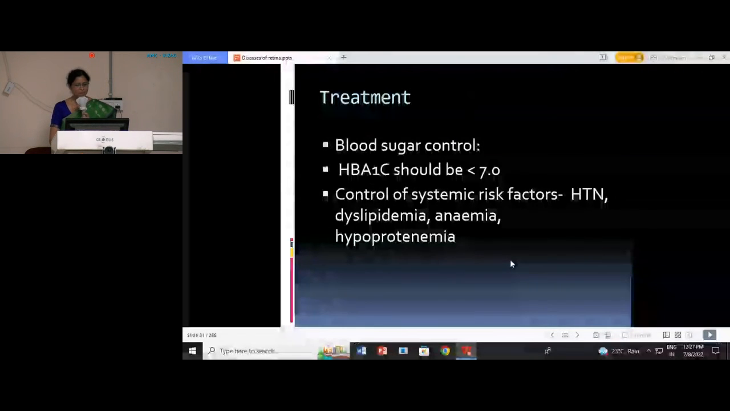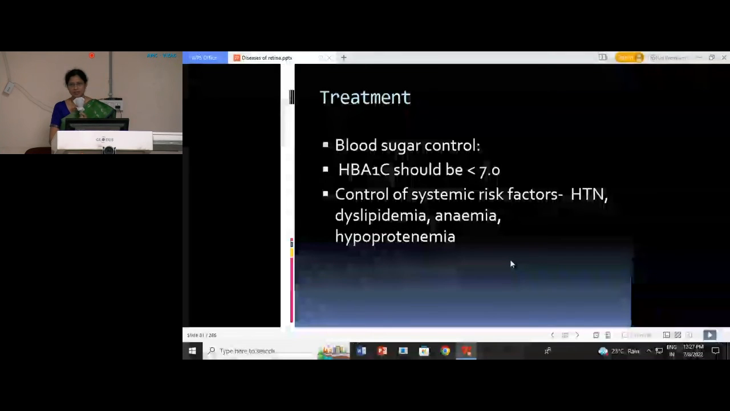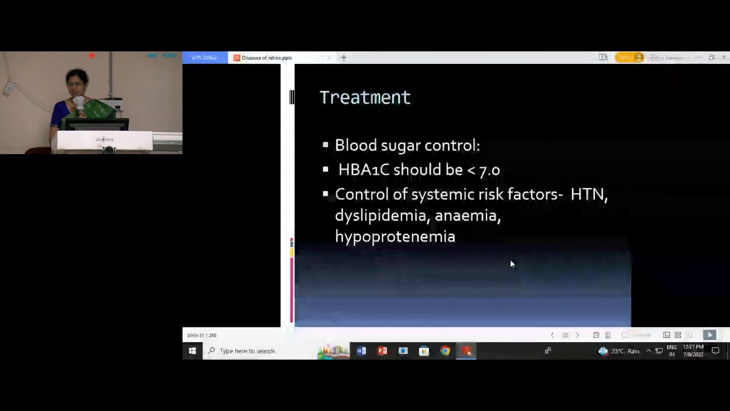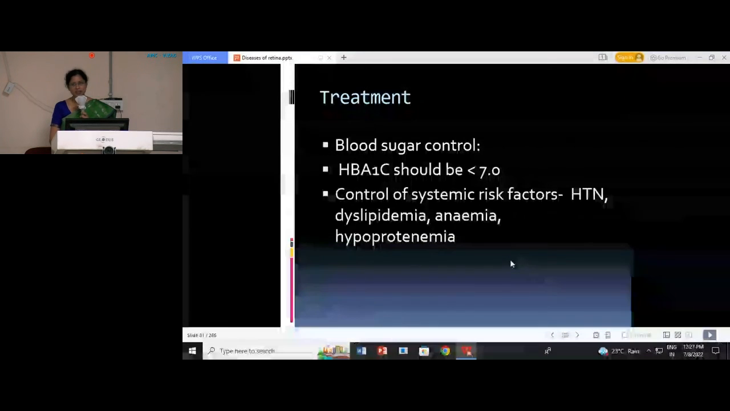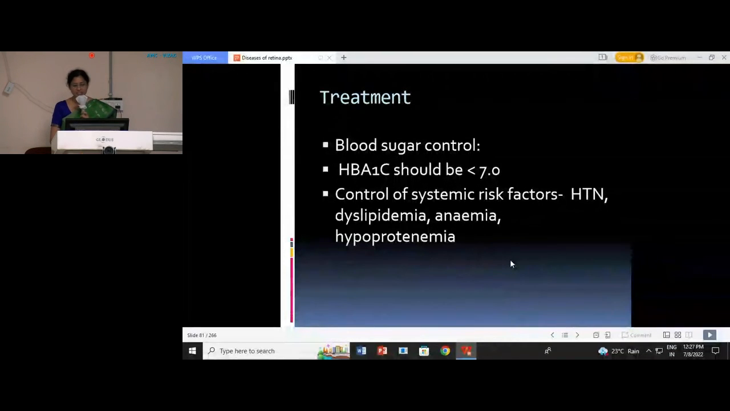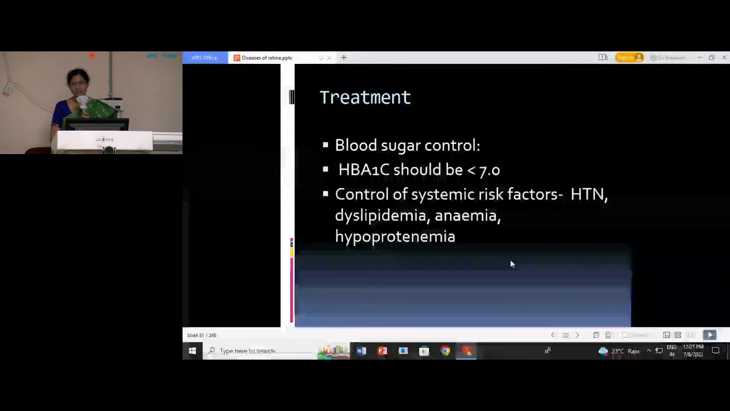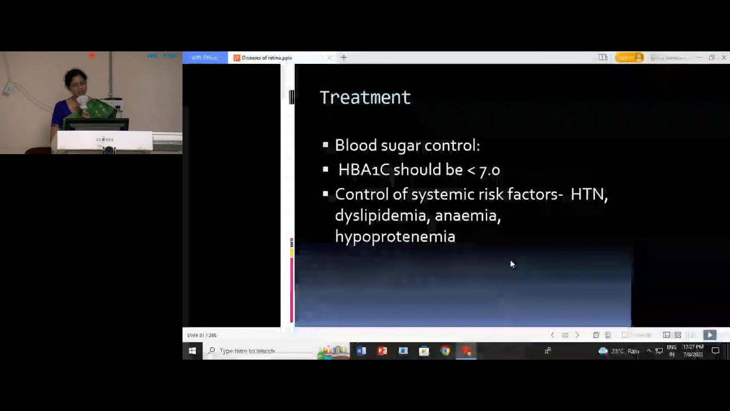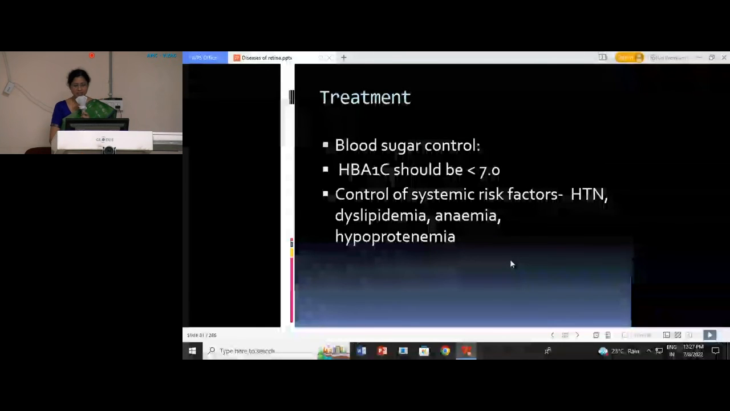Then coming to the treatment. As we all know, blood sugar control is very, very important in order to prevent the occurrence as well as the progression of diabetic retinopathy. So the HbA1c level should be less than 7. And control of systemic factors like hypertension, dyslipidemia, anemia, and hypoproteinemia are also very important.